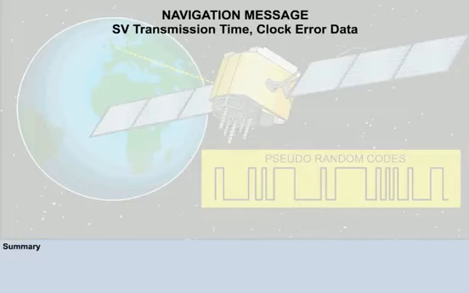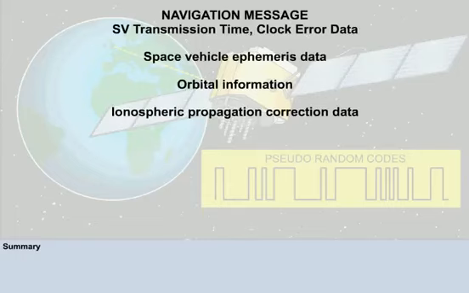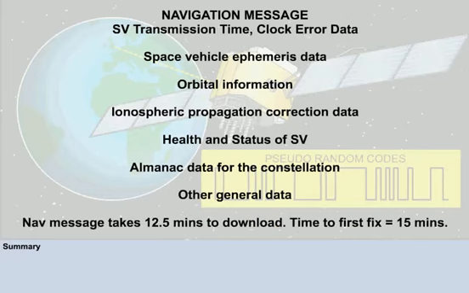The navigation message contains the SV time of transmission and clock error data, space vehicle ephemeris data, orbital information, ionospheric propagation correction data, health and status of SV, almanac data for the constellation, and other general data. If the ephemeris data is wrong or not immediately available, the navigation message takes 12.5 minutes to download. The time to the first fix may be in the order of 15 minutes.